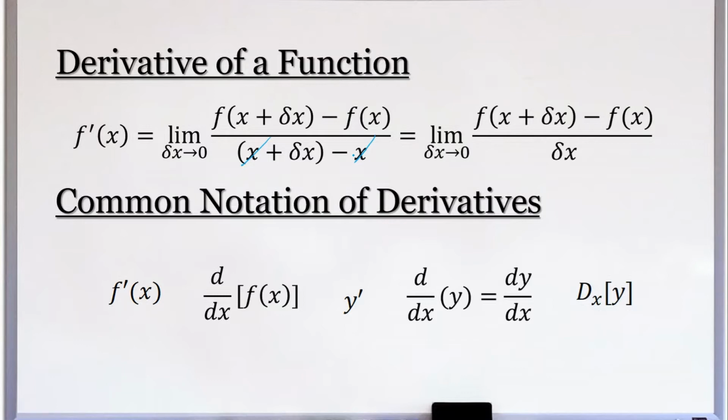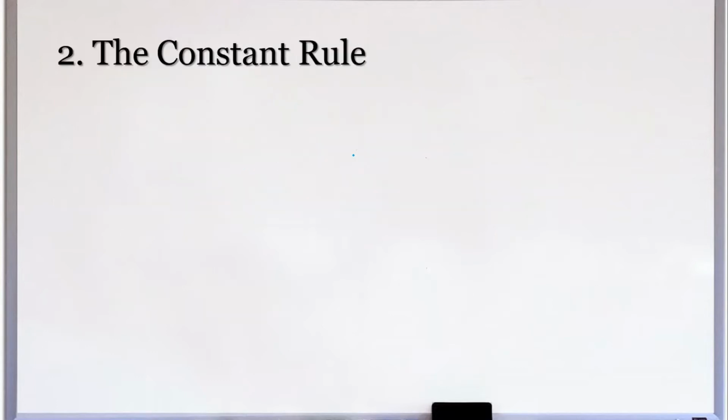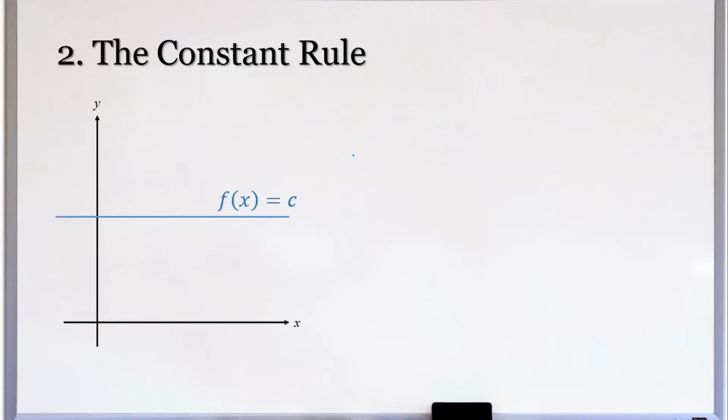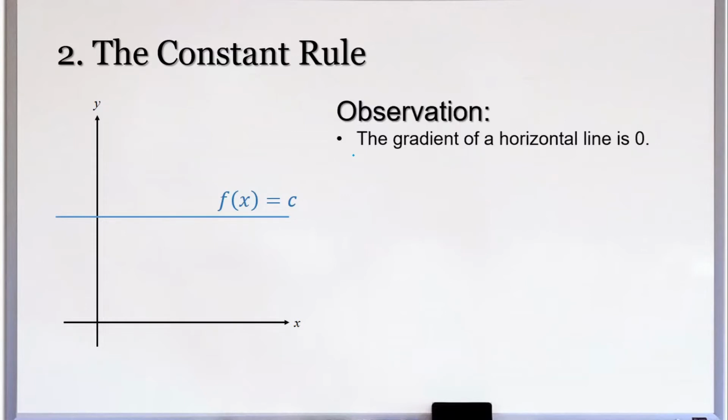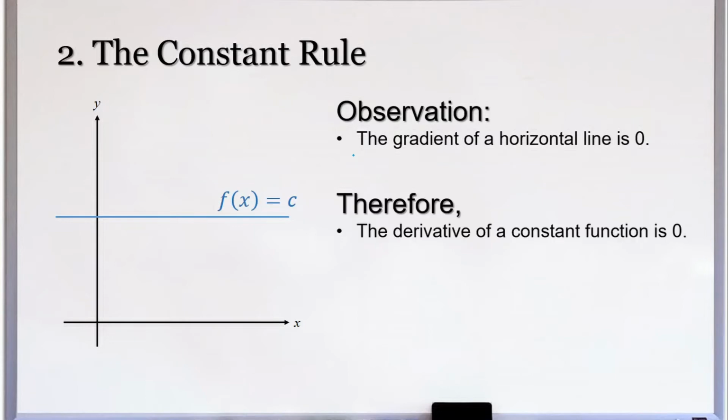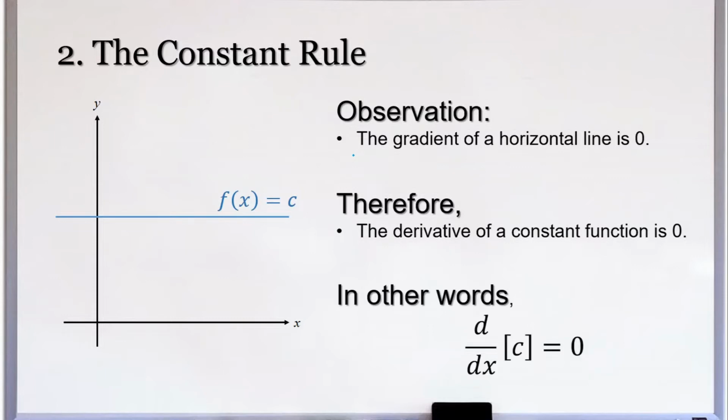Okay, now we will proceed with the proving of the fundamental formulas. The second rule, which is the constant rule. Consider a function f(x) equal to c, where c is a constant. From observation, we can see that the gradient of a horizontal line is 0, and therefore the derivative of a constant function is also 0. In other words, derivative of c, d/dx c, equal to 0.